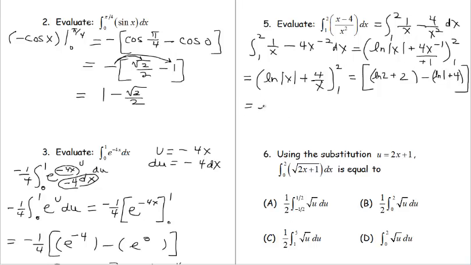Alright, so the brackets are no longer needed, so natural log of 2 plus 2. Alright, this is going to go to 0, so I just have minus 4. Alright, so natural log of 2 and then minus the 2.